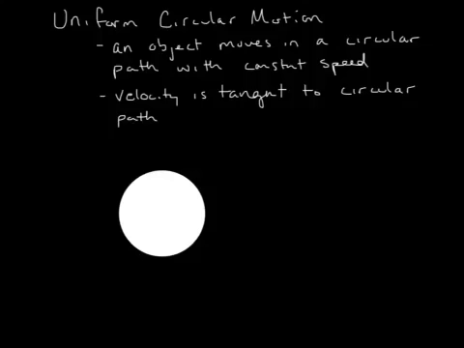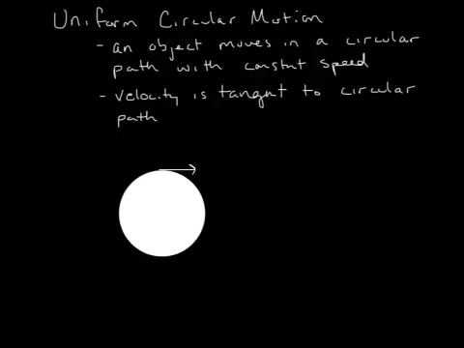So when you have an object in circular motion, the velocity is always tangent to the circular path. So let's say we had an object traveling around this circle we see here, going in a clockwise direction. If our object was up at the top of the circle, then its velocity would be to the right if it was traveling in a clockwise direction. Of course, if it was going counterclockwise, it would be to the left.